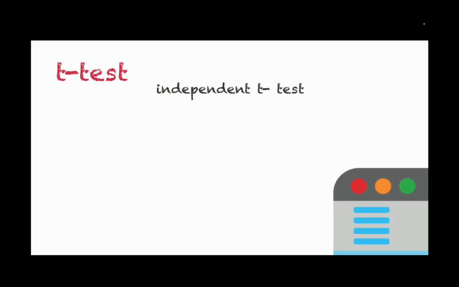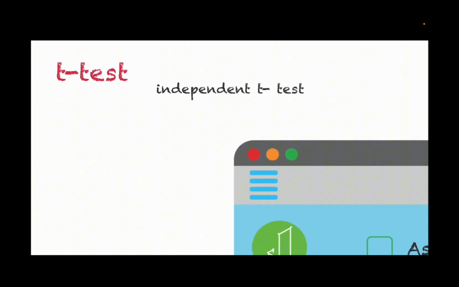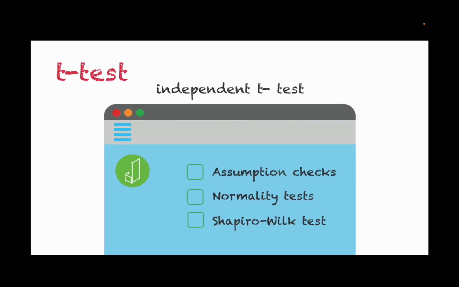To run this in JASP, you first load your dataset and go to t-tests, Independent samples t-test. You'll drag the English test score into the dependent variable box and the instruction type, explicit or implicit, into the grouping variable box. But before interpreting the result, you need to check a few assumptions.